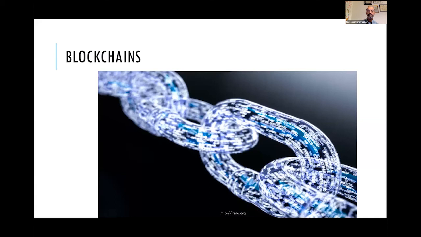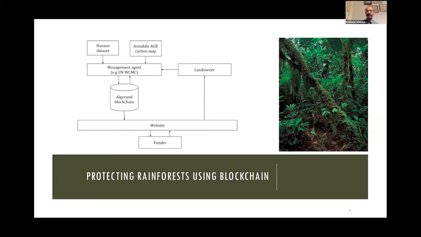Here I'm showing an example of a system that we built over the summer. What you're seeing on the top left, the Hansen data set and the other tabular carbon map, are essentially data sets collected by satellites from the sky, which tell us where in the world there is a forest. Now, what we are showing over here is that a landowner who owns a forest wants sponsorship, payment for environmental services, and they go to a management agent. We put in WCMC, but let's say any management agent, and they say, I want somebody to sponsor my forest. Can you please certify that I own this forest and this forest exists? And then we can put that certificate in the blockchain.